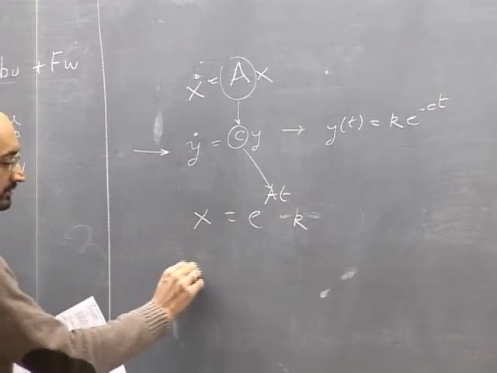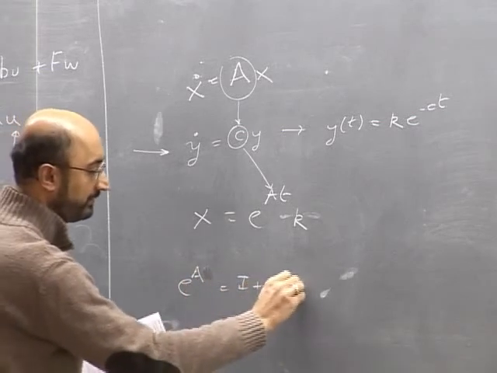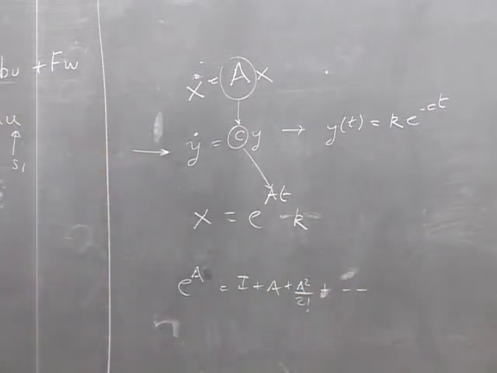as you know, e to the at or e to the a is going to be I plus a squared over 2 factorial plus and so on. So it's an infinite sum. Okay, and this is where I stopped last time.